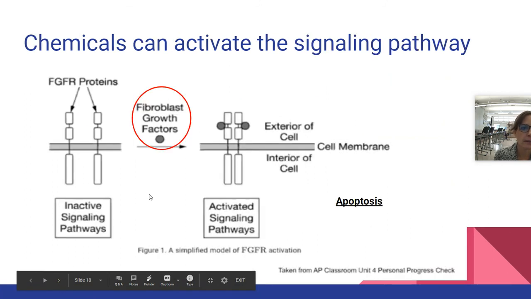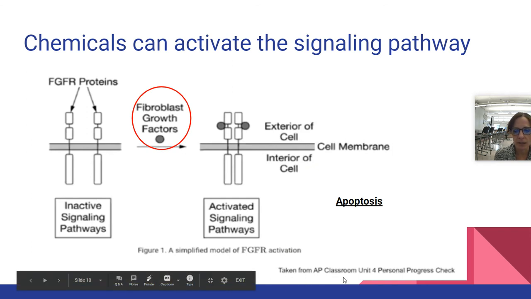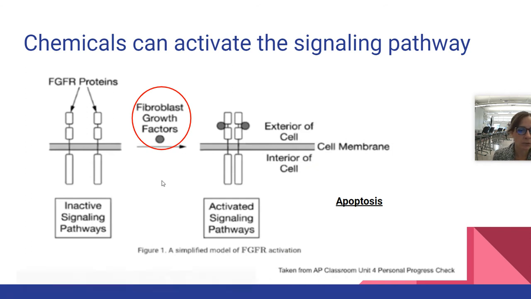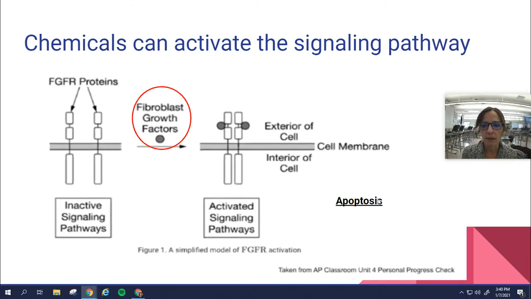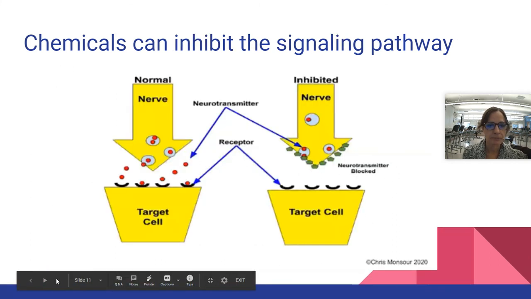Here is another thing having to do with signaling pathways. I don't know if you need to necessarily draw this one, but this is just another example that was actually taken off of the AP classroom. So you might see this. So you have these FGFR proteins. Without the growth factor, they're inactive, and so they're not going to do their response. But once your body secretes these growth factors, then it's activated and it can cause the response in the target cell. The apoptosis is an example of what this protein does.